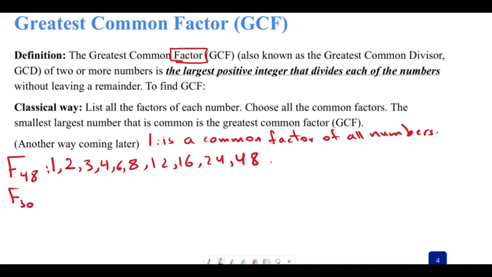If I list the factors of the number 30 now, 30 is 1 times 30. It's 2 times 15. It's 3 times 10, and it is 5 times 6. Again, it's still easy to list these numbers, but when we get two large numbers, it will be somewhat exhausting to list them. For this reason, we are learning another way later.